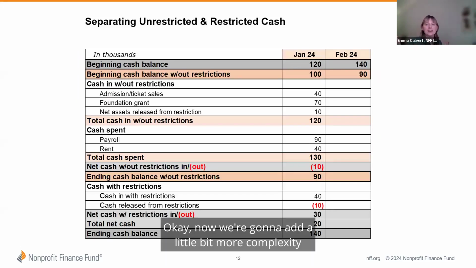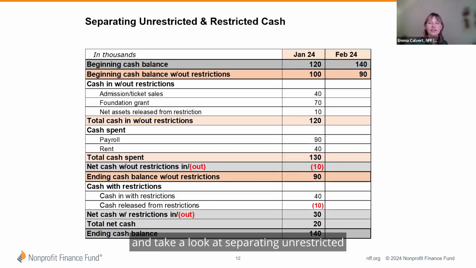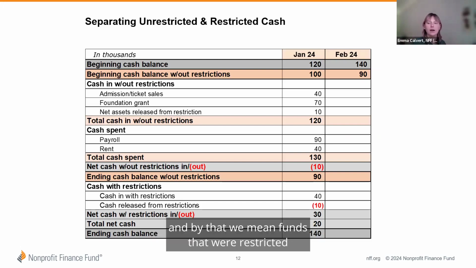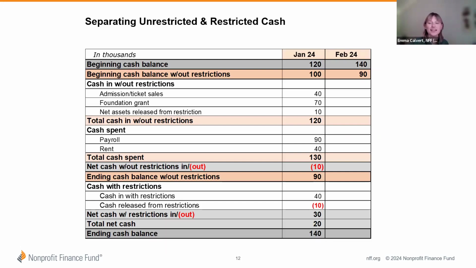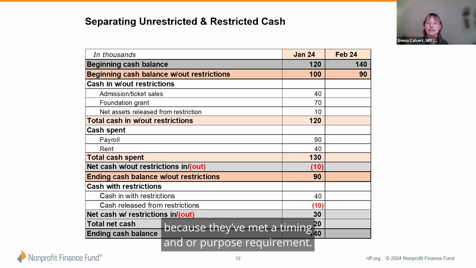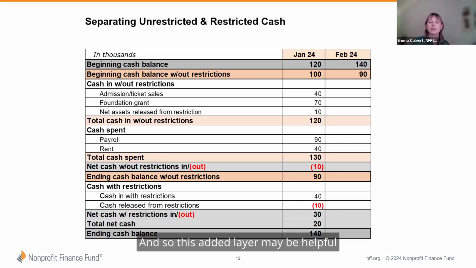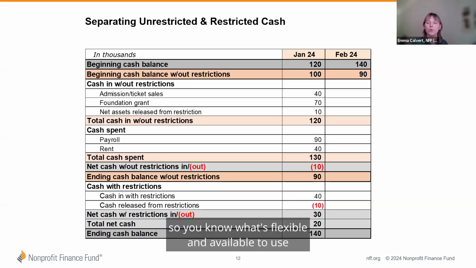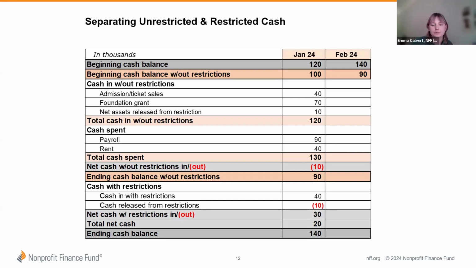Okay, now we're going to add a little bit more complexity and take a look at separating unrestricted and restricted cash. If you've had restricted funding and want to closely track releases, and by that we mean funds that were restricted but are now available to use because they've met a timing and or purpose requirement, this added layer may be helpful. So you know what's flexible and available to use versus what's restricted to your purpose or programs and or timing.